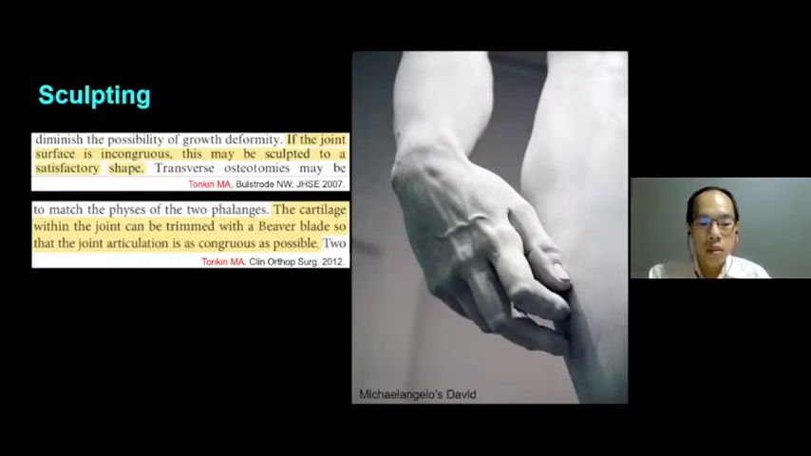Professor Tonkin did point this out in his papers, and he offers his solutions. So he says if a surface is incongruous, this may be sculpted into a satisfactory shape with a beaver blade. The cartilage may be trimmed with a beaver blade so that the joint articulation can be as congruous as possible. So he taught me, like a Renaissance sculptor, you must carve away at the joint.